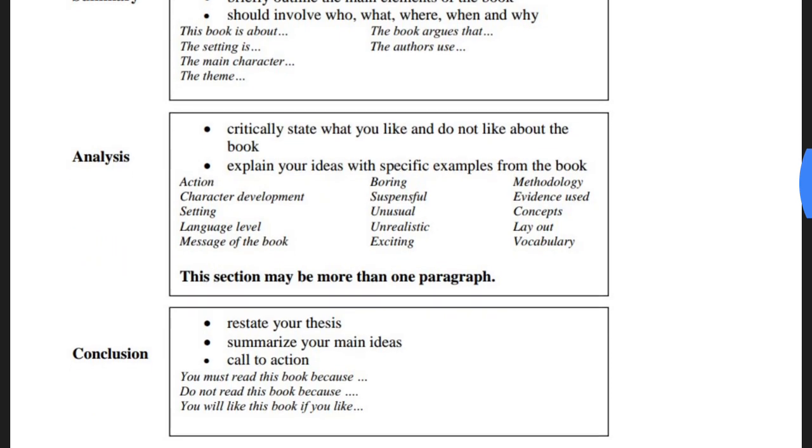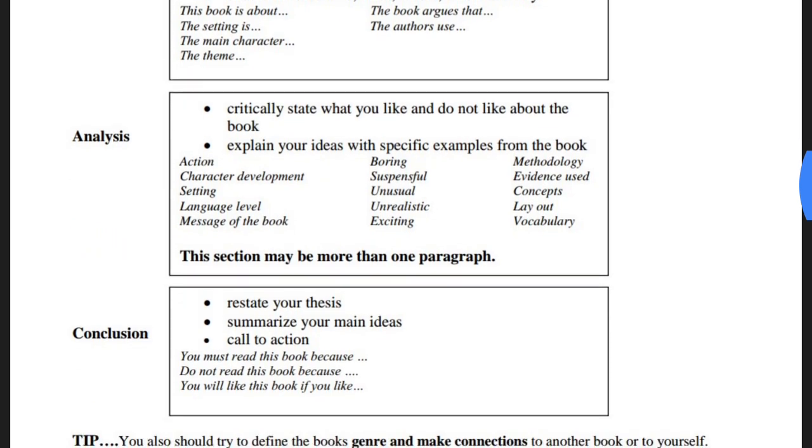In the analysis part, critically state what you like and do not like about the book. So in this you are supposed to state what you like and what you do not like about the book. This is the place where you can do all your criticism. Your critical remarks, pros and cons about the book can be discussed here. Explain your ideas with specific examples from the book. Here they have given you some hints which can be used. So this section can be more than one paragraph.